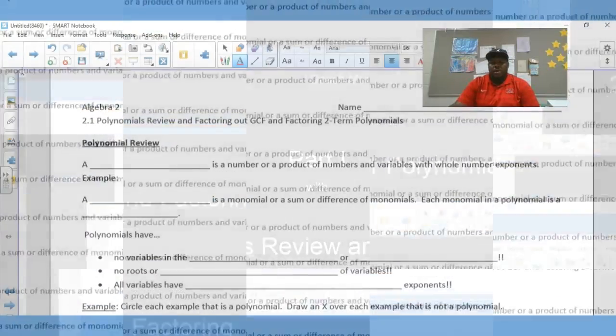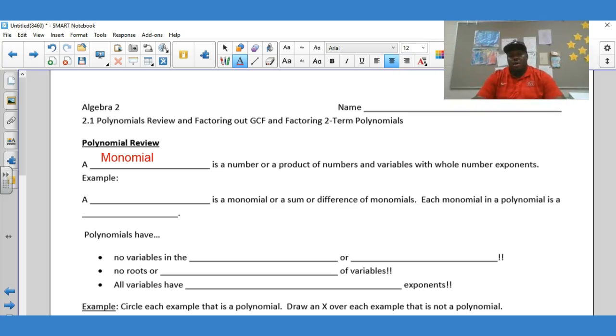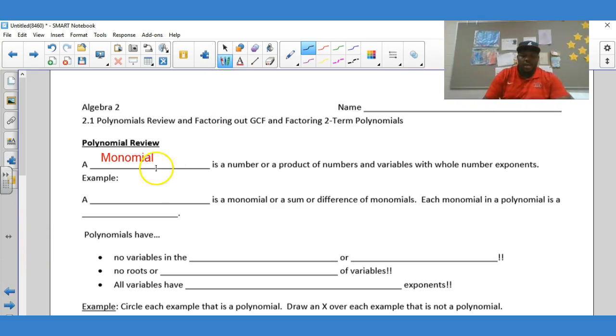All right, first I want to start with a few terms. The first term I want to give you is a monomial. A monomial is a number or a product of numbers and variables with whole number exponents. So for example, we can say something like 2a. That's a monomial. Again, it's a number or a product of numbers and variables. So 2a would be a monomial.